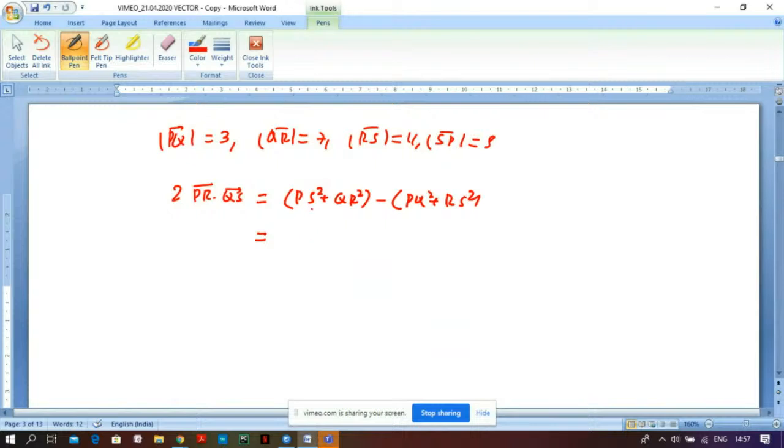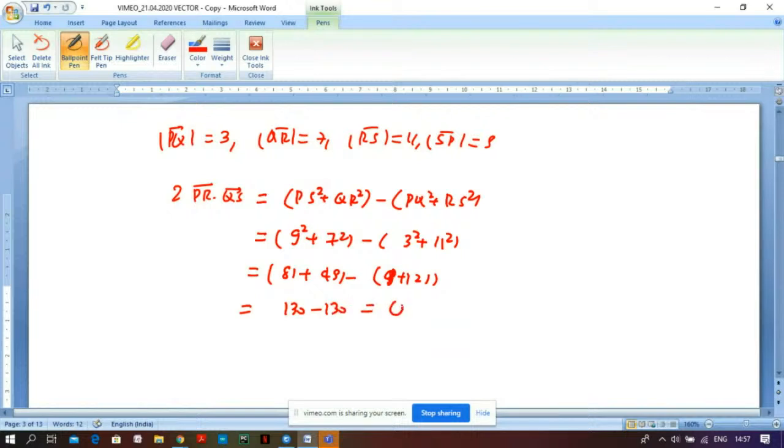Now is the time to plug in the values. PS squared is 9 squared, QR squared is 7 squared, minus PQ squared is 3 squared, plus 11 squared: 81, 49, 9 and 121. To your surprise, this becomes 130, and this also is 130. So the answer is just 0. 0 has a special significance. This means that PR is perpendicular to QS. The direction PR is perpendicular to the direction QS.